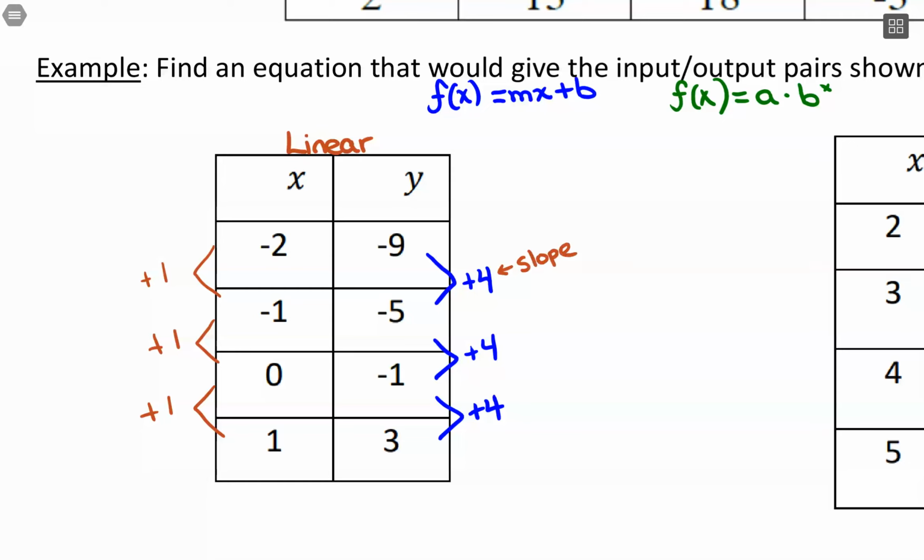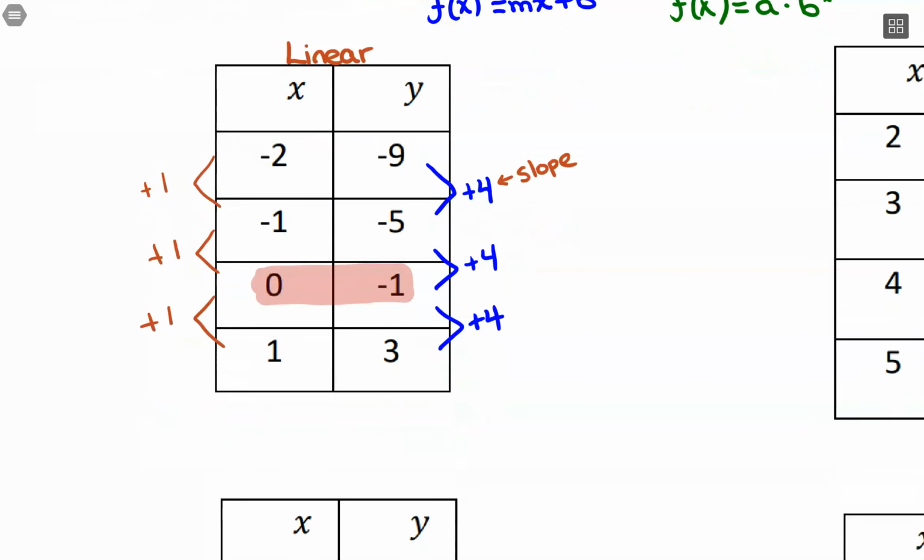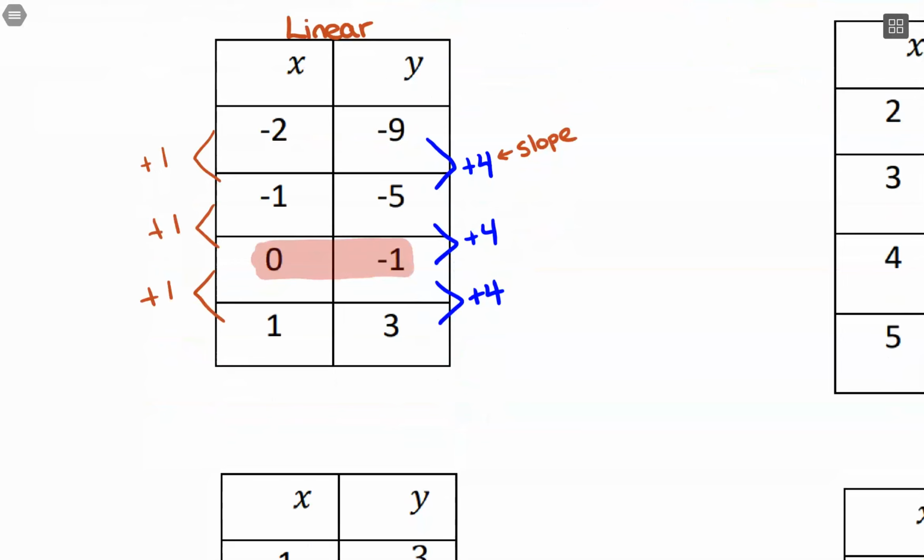And we have our y-intercept because they were nice enough to give us x equals 0 with an output of -1. So for this table, we're getting f of x equals m, which will be +4, times x, and then a y-intercept of -1.